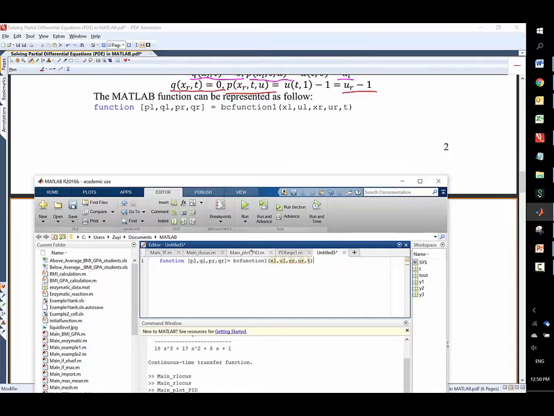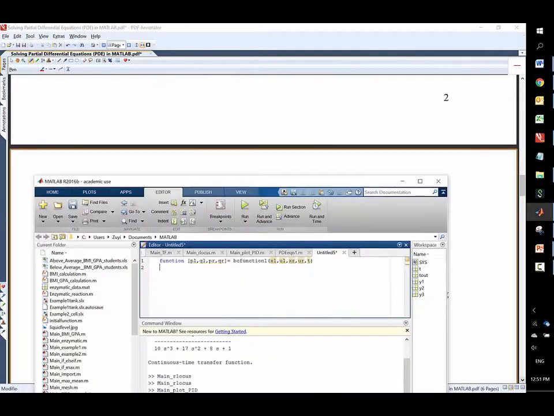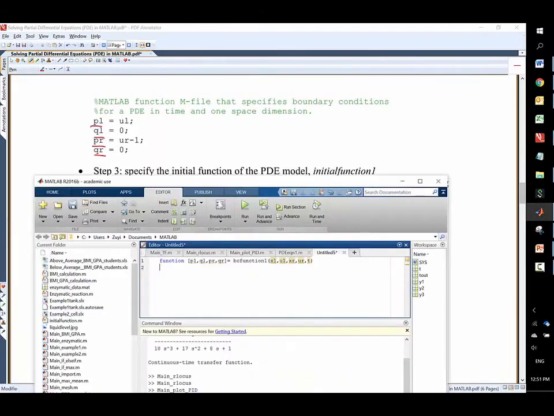So we get SR UR. And then we can type in the boundary condition here. We get PL equal to UL, QL equal to 0, PR equal to UR minus 1, QR equal to 0. Save it.